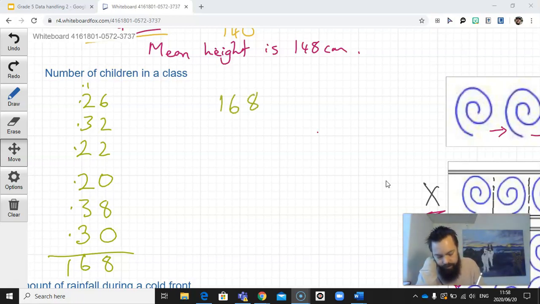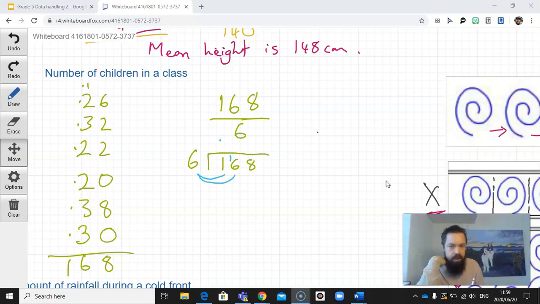So 168. I have 6 classes, so I'm going to share that equally amongst the 6 classes with a division problem. So if you've got 168, then you're good to go with your division. 168. So I ask myself first, does 6 go into 1? It doesn't. Carry my 1. Does 6 go into 16? It does, but not exactly. So 6, 12. 18 is too many, so I'm going to go with 2. But I haven't used all of my 16. I've only used 12 of them. So 13, 14, 15, 16. I've got 4 left over. Does 6 go into 48? It does. It goes in 8 times.